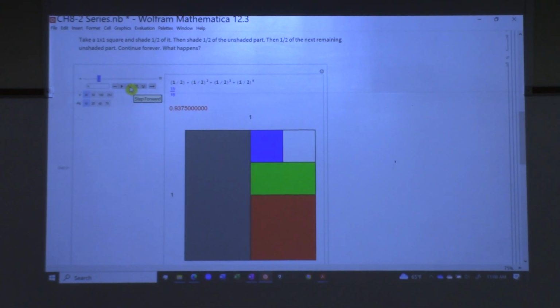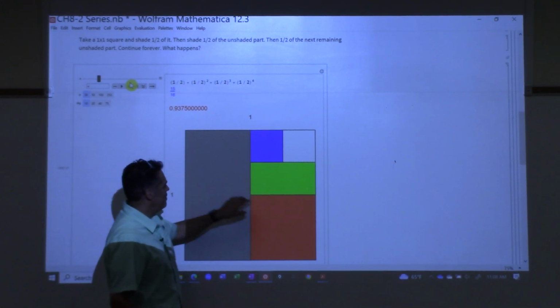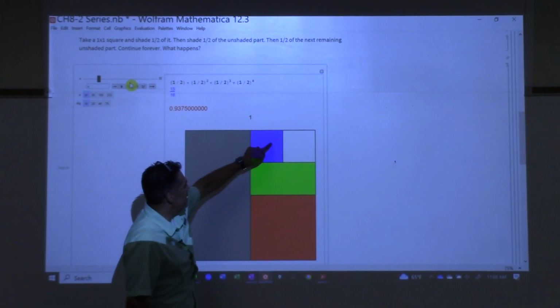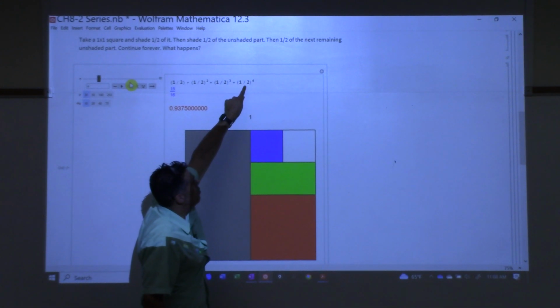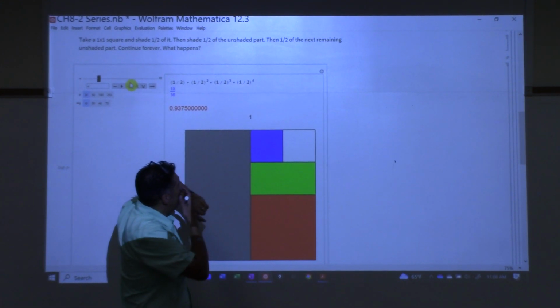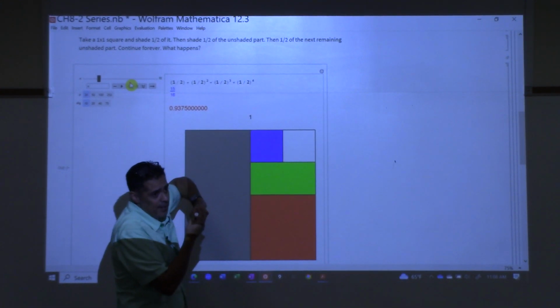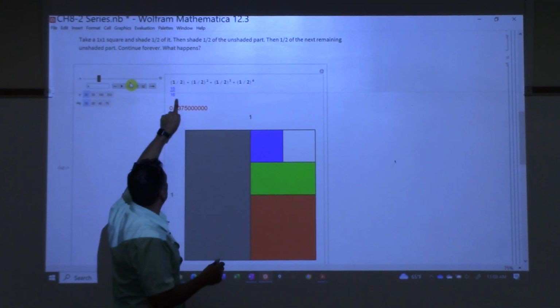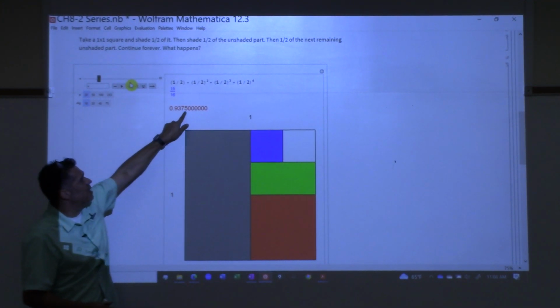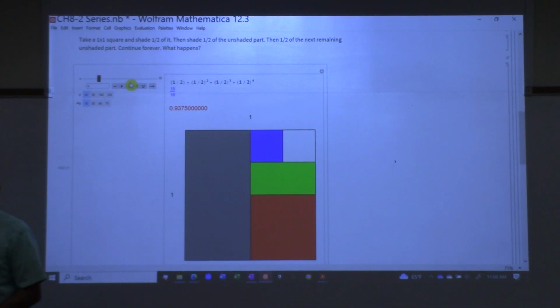When I go again, half of the half of the half. So half of that green is that one. That's another, that's 1/2 to the fourth power. That's 1/16, right? And now look what I've added up to be, 15/16. That's the decimal, right? And I keep doing this.